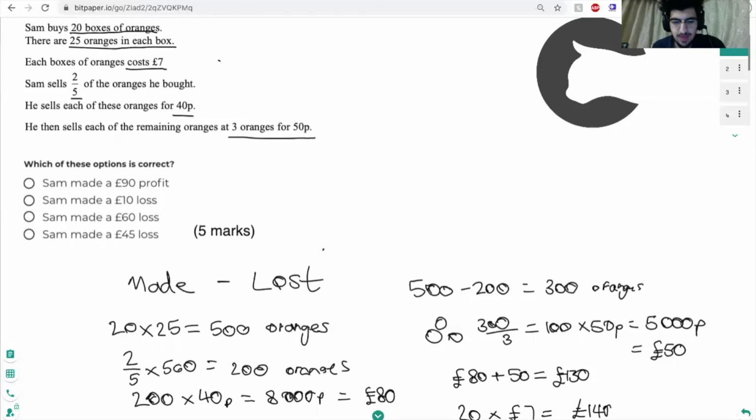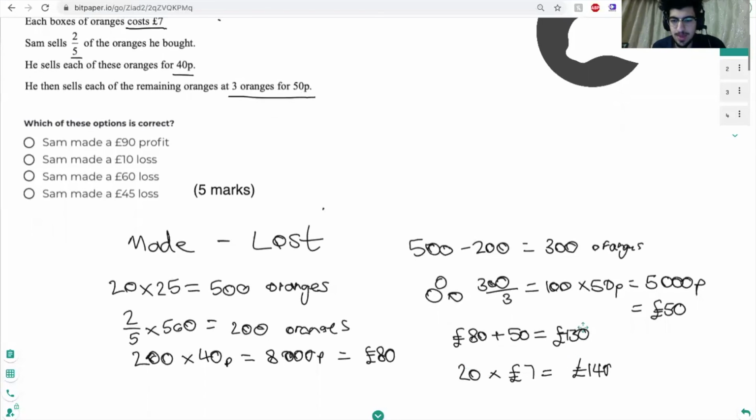Now, if Sam made £130 and he lost £140, then all we need to do is subtract the two, and that gives us a total loss of £10, unfortunately for Sam.